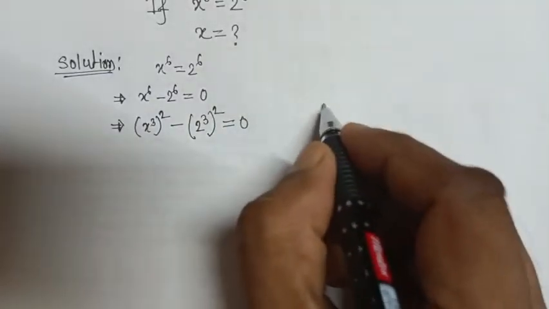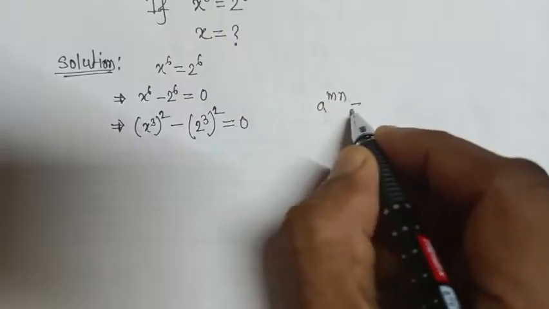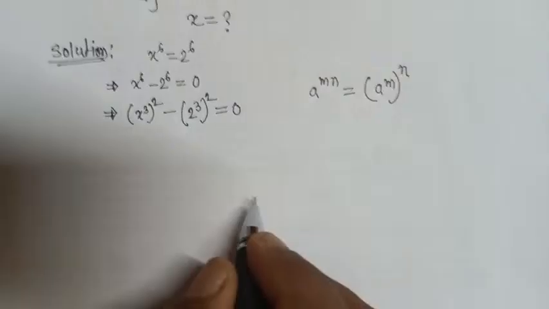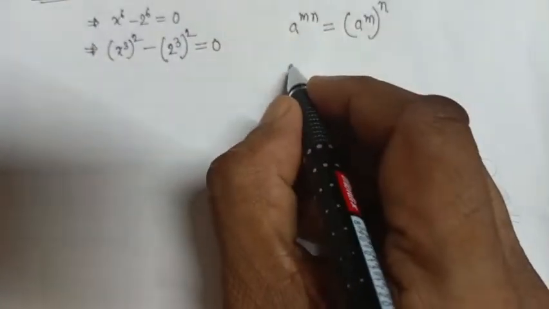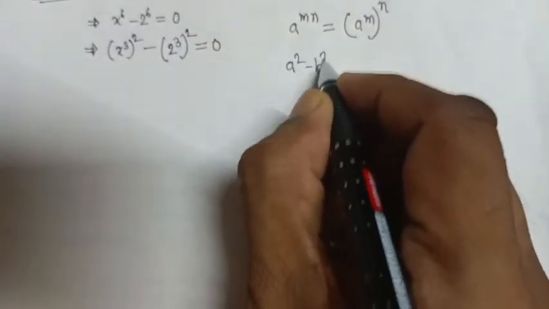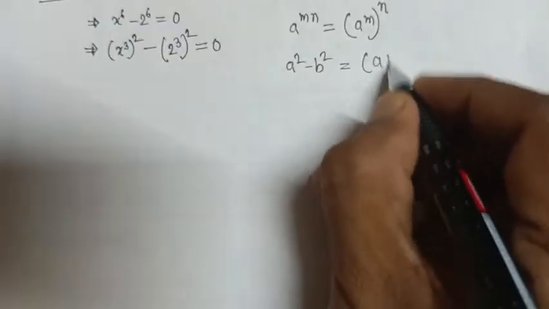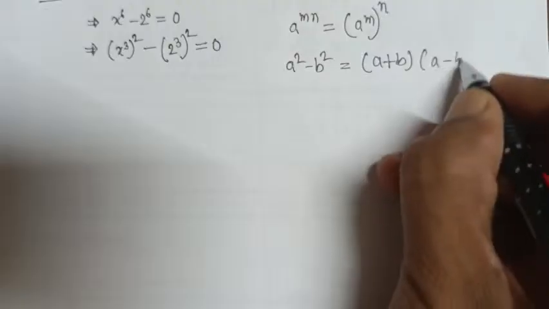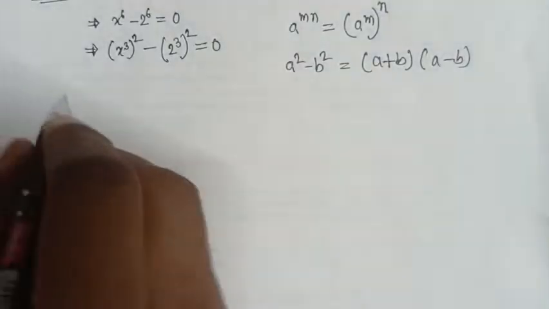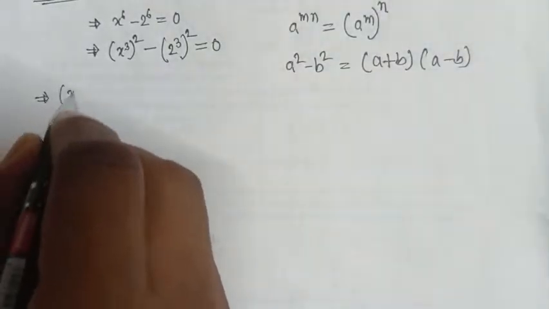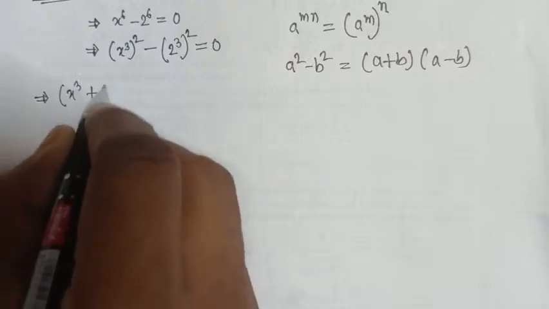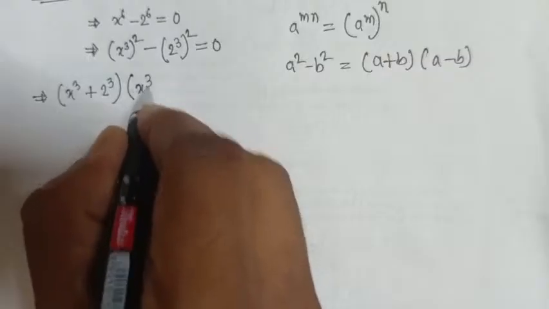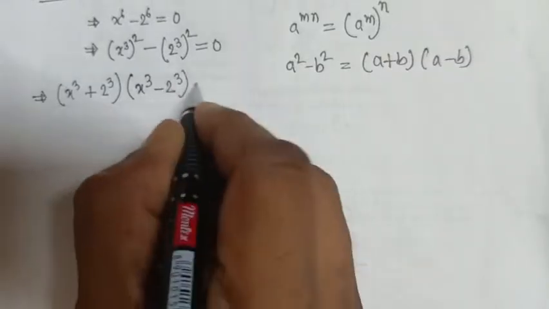As we know, a to the power mn is equal to (a to the power m) to the power n. Now we know the formula, a square minus b square equals a plus b into a minus b. So we can apply the same here: x cube plus 2 cube into x cube minus 2 cube is equal to 0.